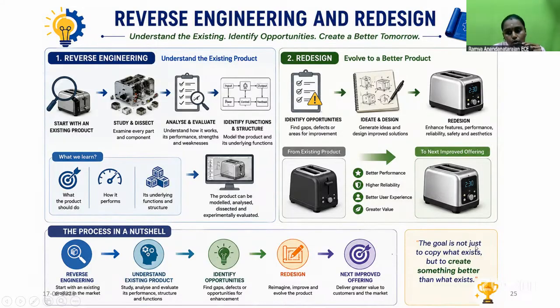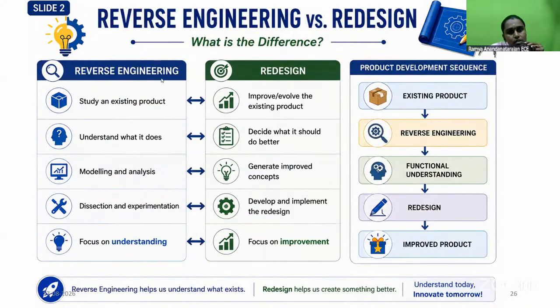The goal is not just to copy what exists, but to create something better. So you find out what is the drawback in the existing product. Only then you go for the improved product, right? So whatever is the drawback is addressed here. So it is definitely a better product now. So what is the difference between reverse engineering and redesign? Reverse engineering studies an existing product. You understand what it does actually in the present state. You do the modeling and analysis. You do dissection and experimentation, and you focus only on understanding of what is present. After that only you move on to redesign. That is, you improve or evolve the existing product. Then you decide what should be done.